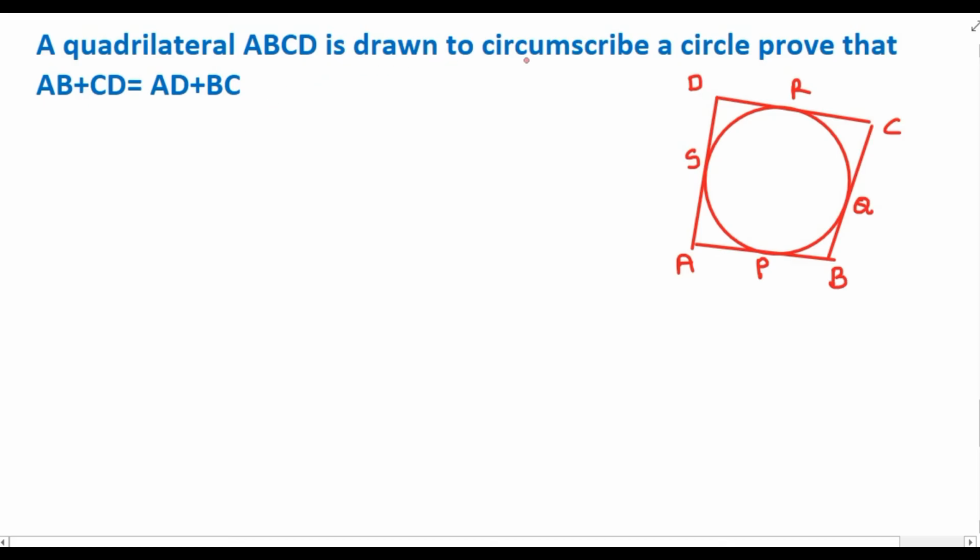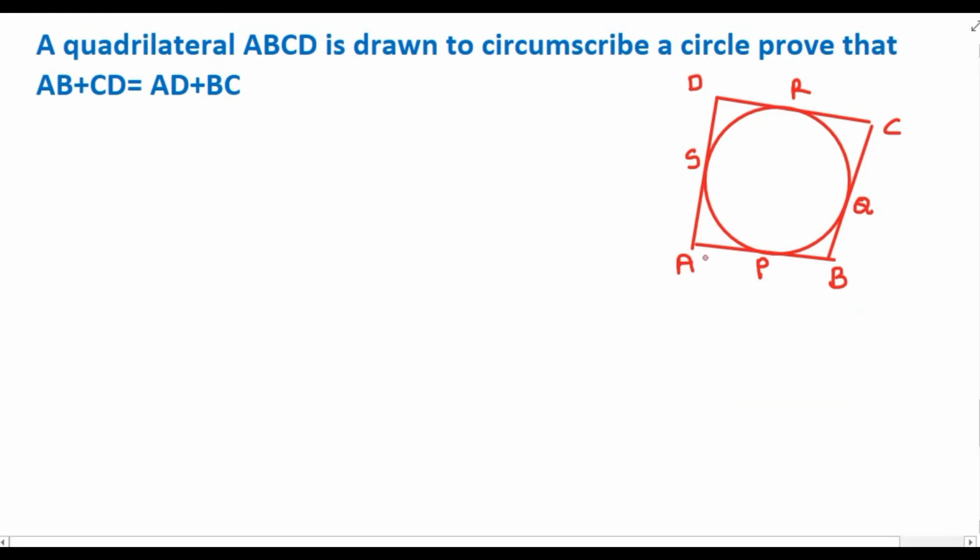A quadrilateral is drawn to circumscribe a circle. That means inside the quadrilateral, the circle will be there. Or a triangle is drawn to circumscribe a circle. That means a triangle, and inside the triangle the circle will be there. Again, a parallelogram circumscribing a circle. That means the parallelogram, and inside the parallelogram the circle will be there. So a quadrilateral is drawn to circumscribe a circle. We need to prove AB plus CD equals AD plus BC.